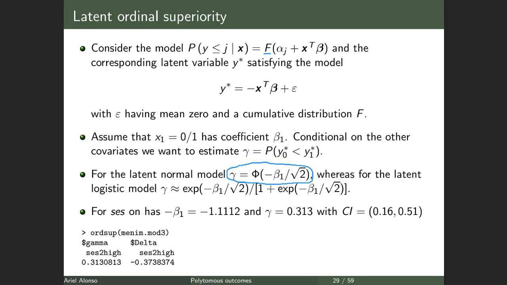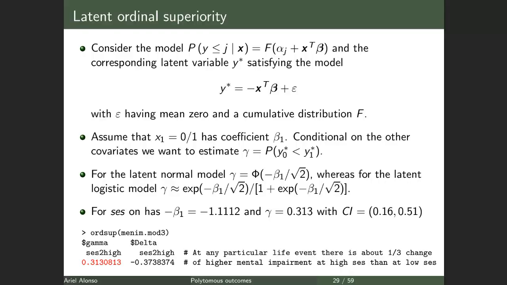And if you assume the logistic model, so if you assume that this error term here follows a logistic distribution, then you can show that the gamma follows this expression over here. And you can calculate these probabilities in R. You can use the function ordinal superiority, and you pass your model over here, and then you get the gamma coefficient over here.